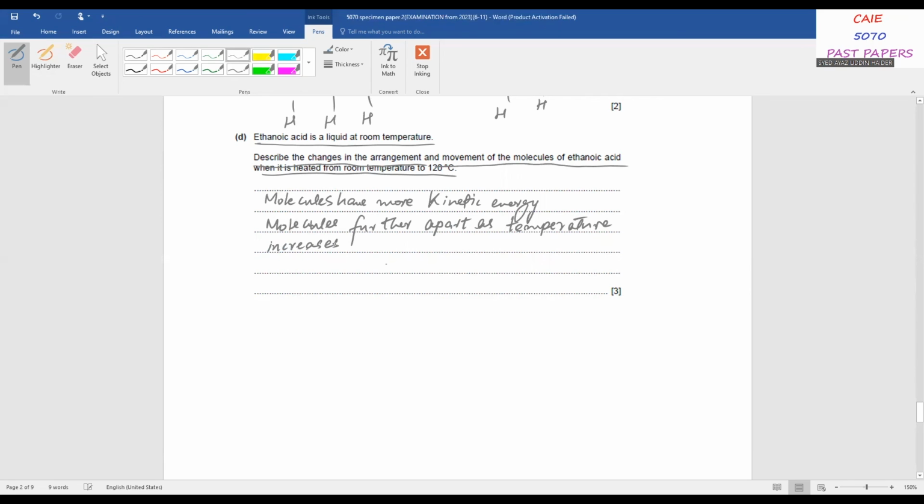Last point, they are arranged more randomly, or you can write more irregularly. Molecules arrange more irregularly as temperature increases.